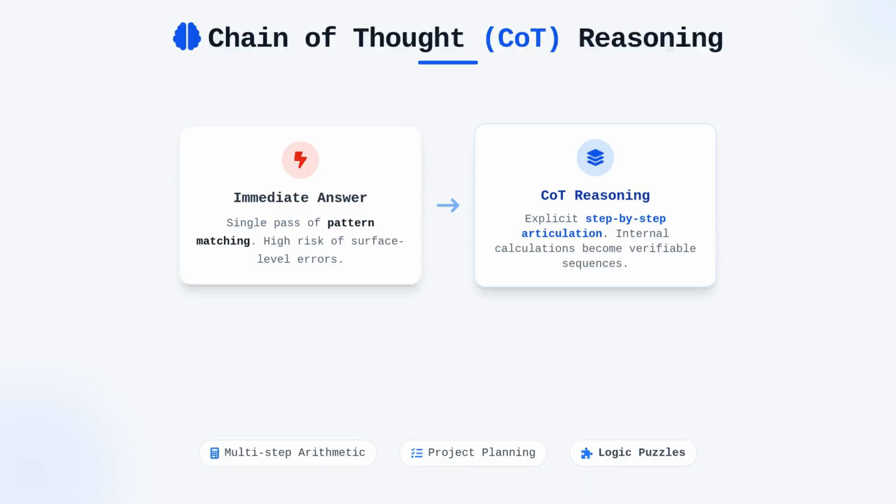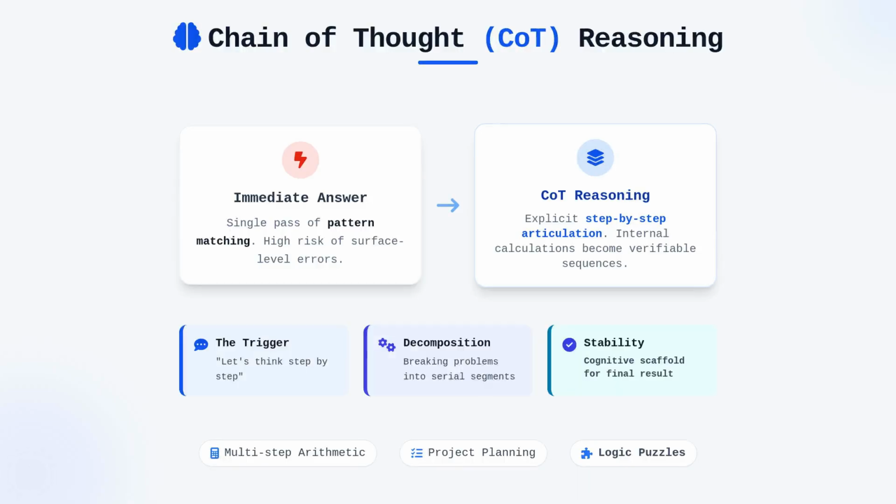Research has shown that when models decompose a problem into serial segments, they effectively navigate around the limitations of their own latent associations, as each preceding step provides additional context for the subsequent inference. By incorporating the phrase, "let's think step by step," or similar directive structures, we anchor the model's focus on the logical dependencies inherent in the problem. This is not merely a request for more words, but a mechanism to improve stability by creating an intermediate chain of thought that acts as a cognitive scaffold.